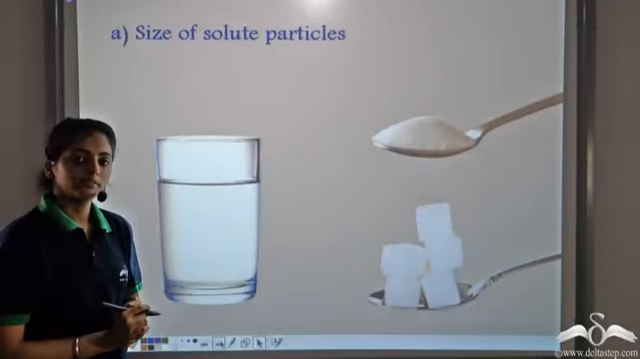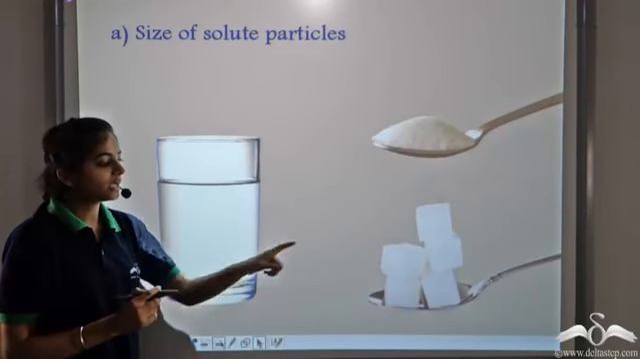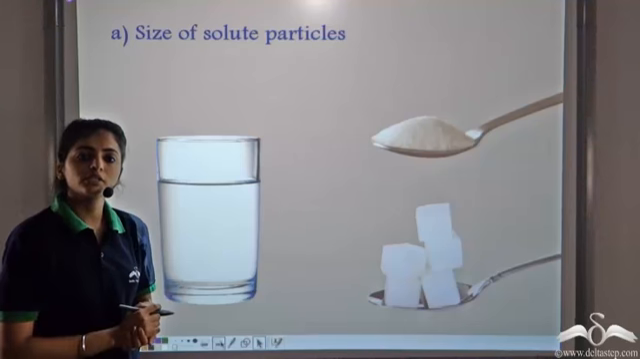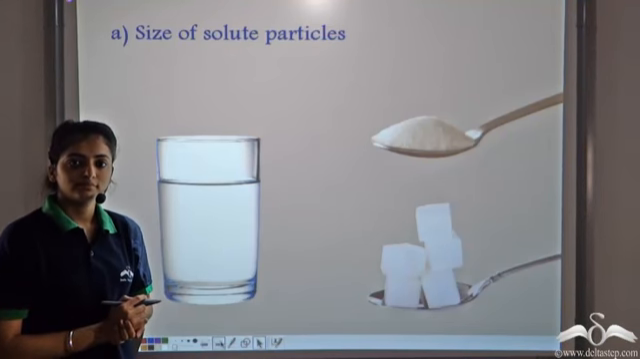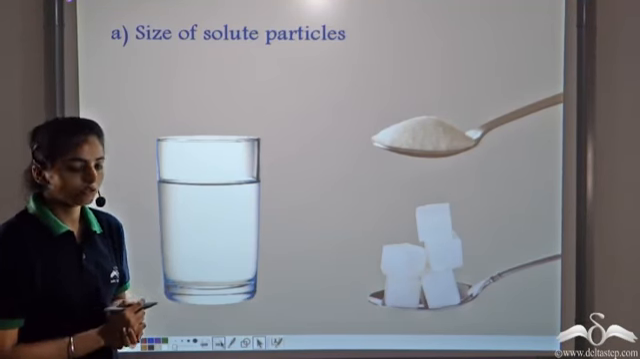So now what do you think? We have salt powder and we have lumps of salt. Which one will dissolve faster? So let's see which one will dissolve faster.